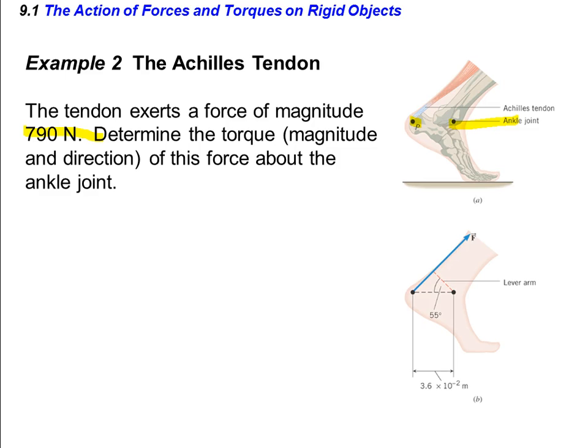Well, what's important here is to notice that the angle at which we exert this force with the lever arm, or at least the distance from the axis of rotation, they're not at 90 degrees. So we need to determine what is the perpendicular lever arm. That's this piece right here. So we need to get that from our triangle, from the fact that this distance is given to us as 3.6 times 10 to the negative 2 meters, or about 3.6 centimeters. And we want to use our trig functions to get that perpendicular lever arm.